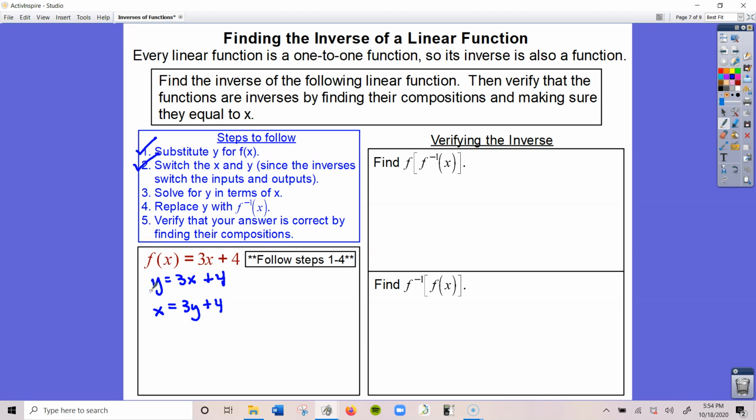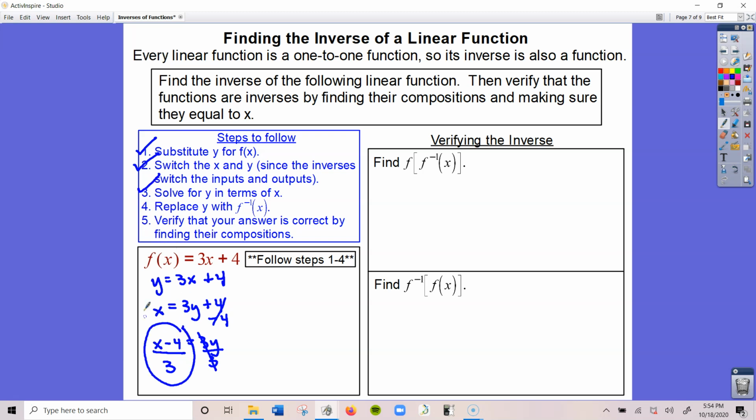That's step 2. Step 3 is now to solve for y, meaning I'm going to move everything over to the other side with the x. So first we would subtract this 4. So x minus 4 is equal to 3y, and then divide by 3. So everything gets divided by 3. So this is my inverse here.